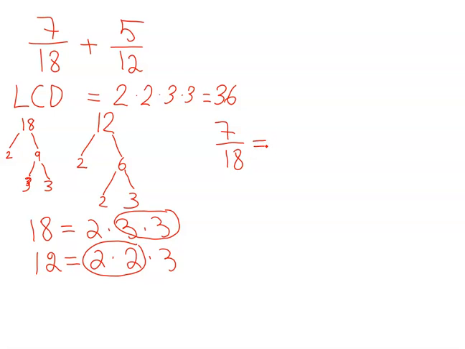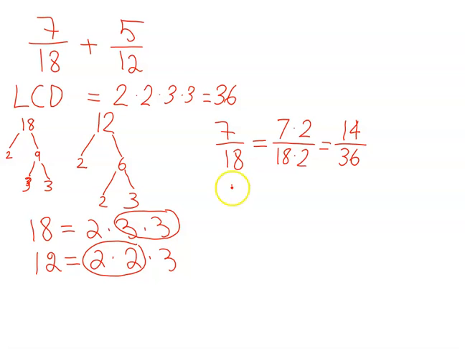So how do we convert it into a new fraction with denominator 36? We have to multiply it by 2 to get 36 in the bottom. And that's going to be 14 over 36. Okay, so we converted this fraction because we know that 36 has 18 twice. So we multiply numerator and denominator by 2.